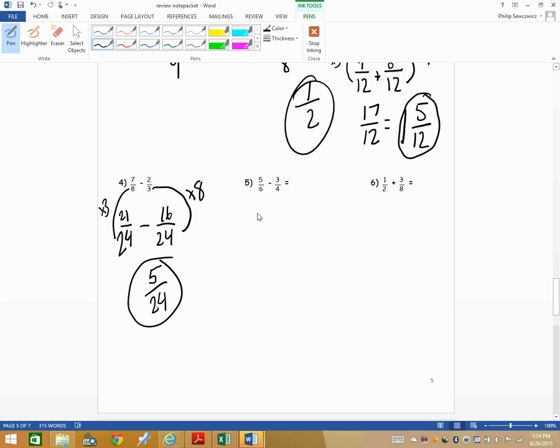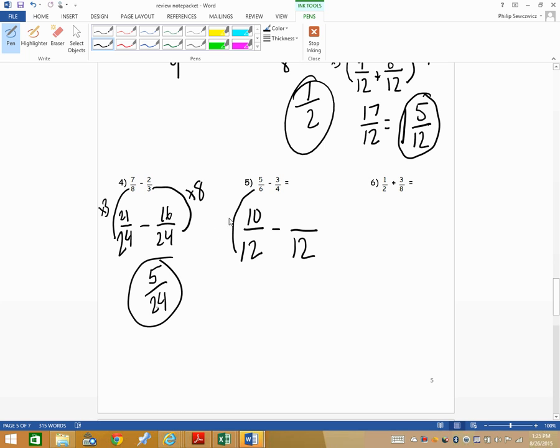So let's try 5. I need common denominators here. Now, I could multiply 6 times 4 together and get 24. The problem with that is it's going to mean more simplifying for me. So can you think of a smaller number that 6 and 4 can both fit into? Did you say 12? Yeah, they both fit into 12. 6 times 2 is 12, so 5 times 2, there's my 10.